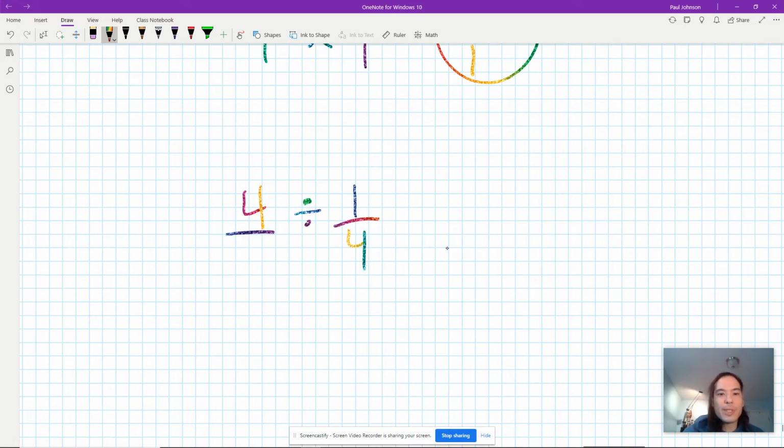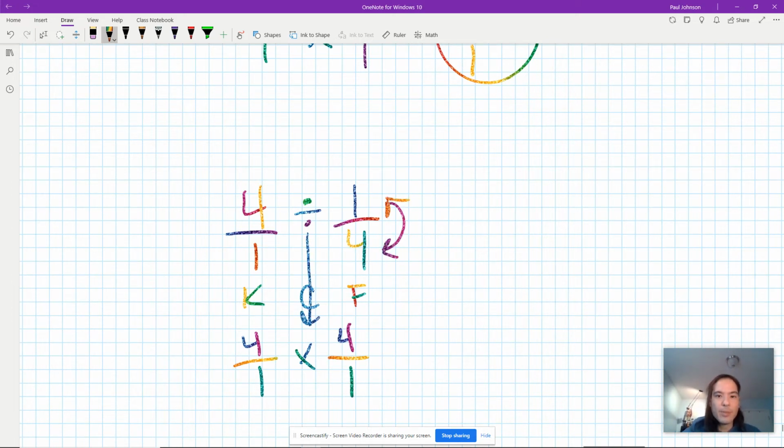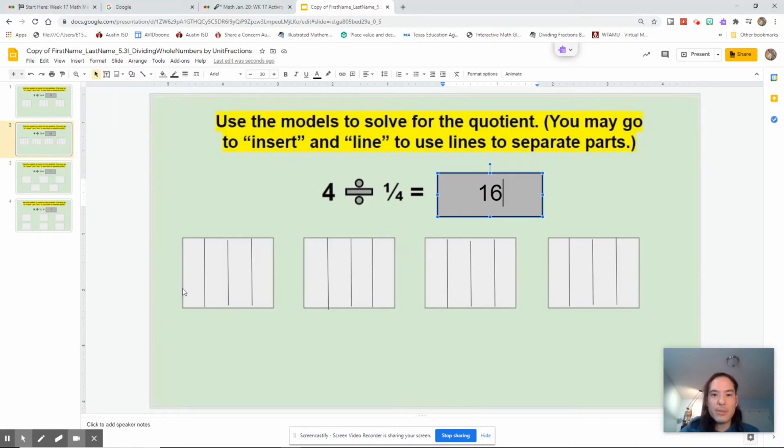So remember, first things first, turn them both into fractions. Then we're going to keep, change, flip. So 4 over 1 times 4 over 1. Remember, I changed my division sign to a multiplication sign, and then I flip-flopped my numerator and denominator. So 4 times 4 is 16. 1 times 1 is 1. That's 16 divided by 1. So our answer is indeed 16, which matches how many pieces we had when we cut that up.